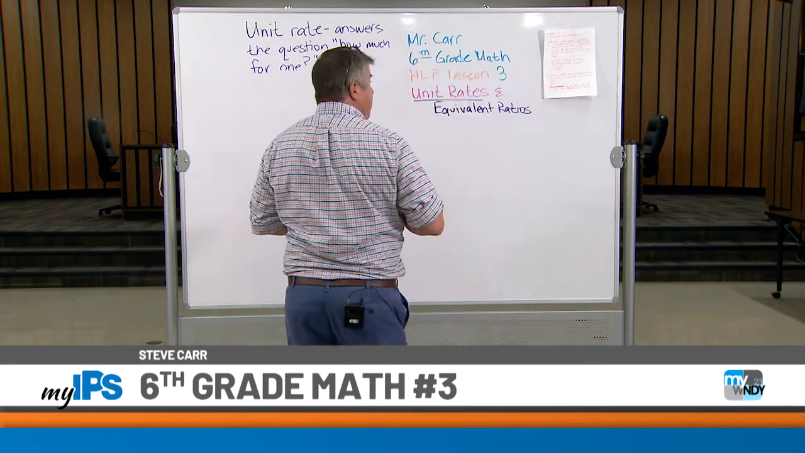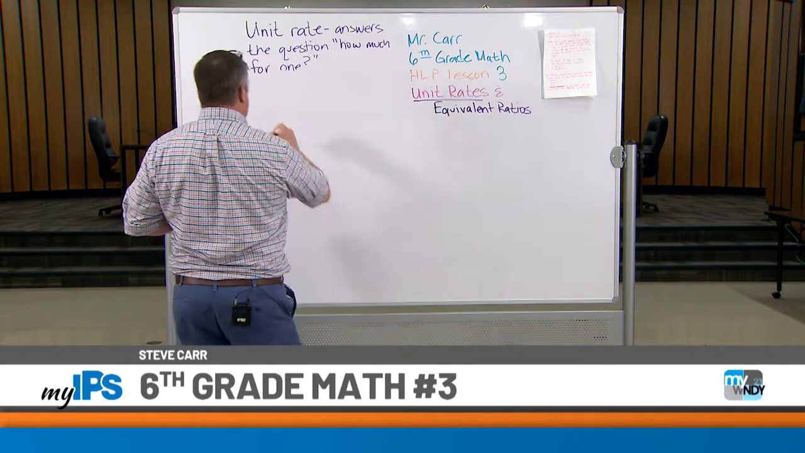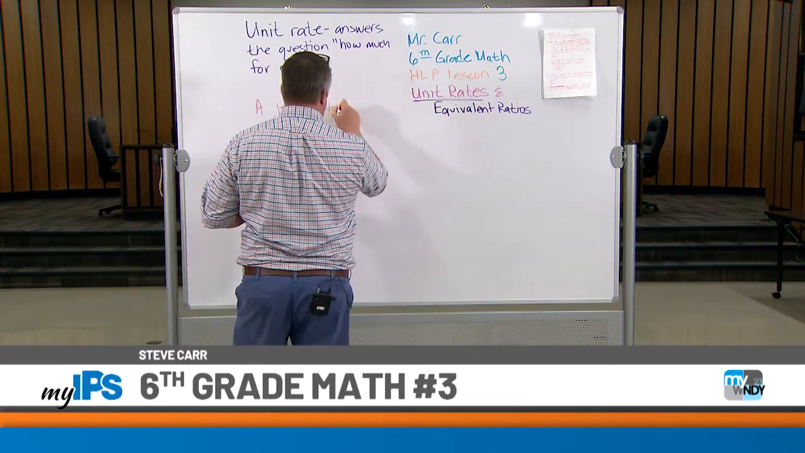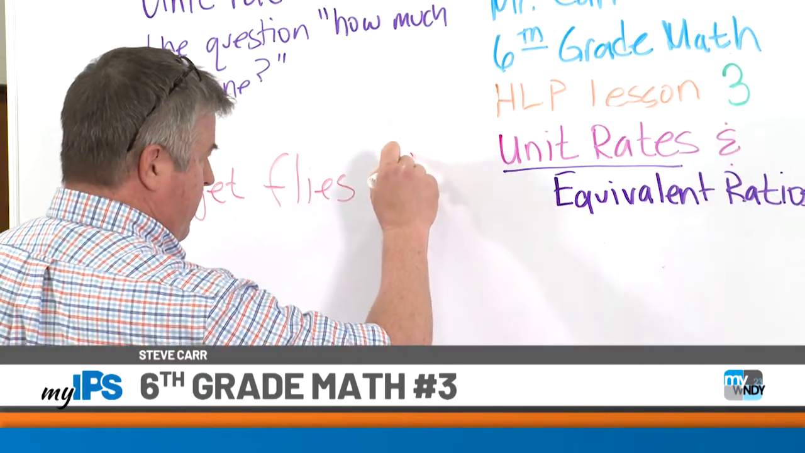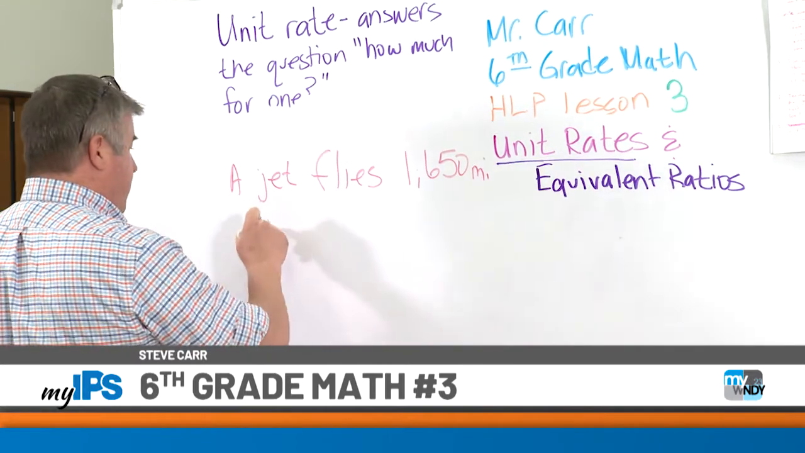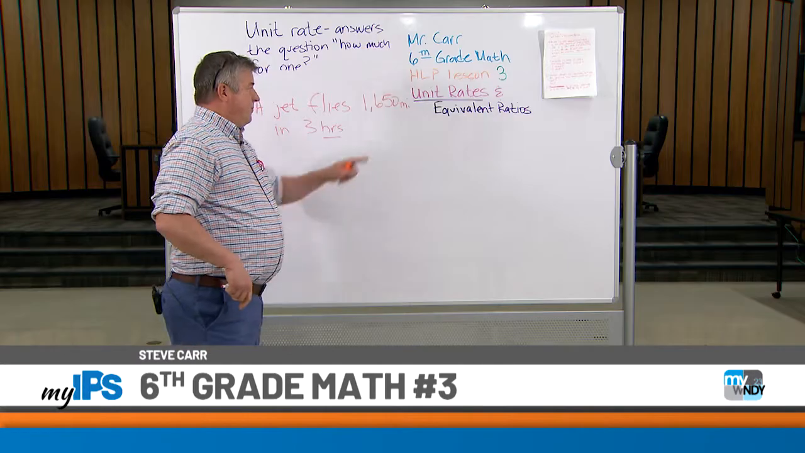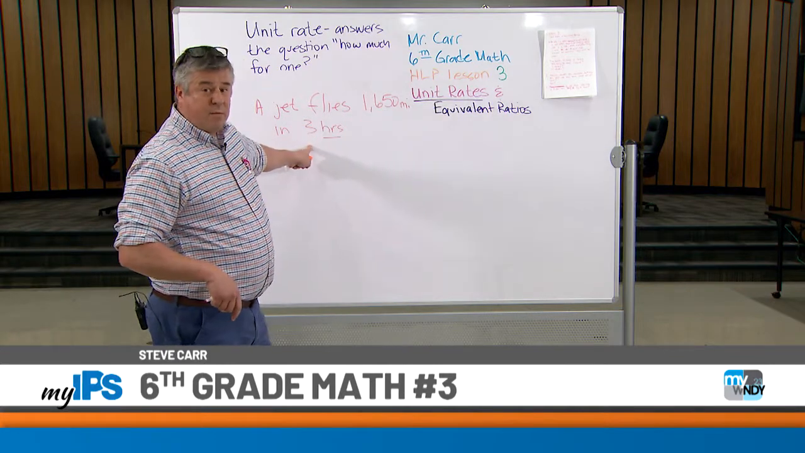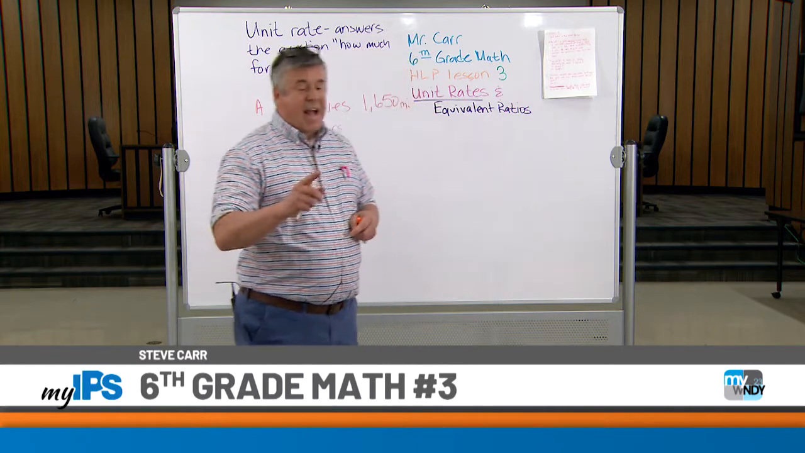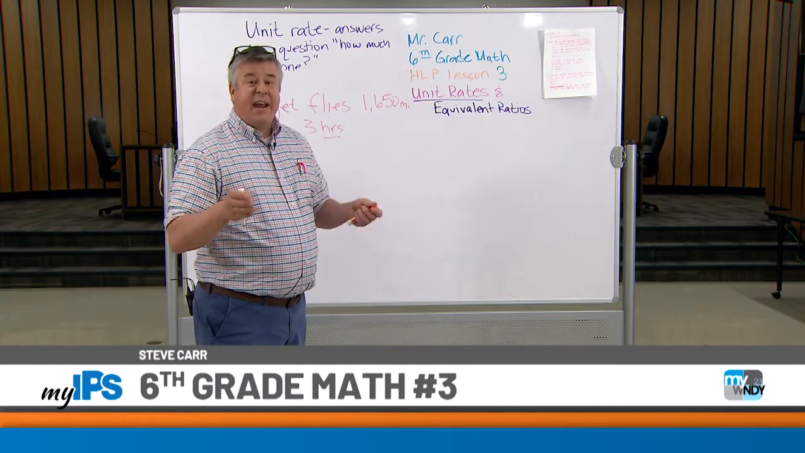A jet flies 1,650 miles in 3 hours. Comparing two different terms, we have a rate. We want to know how long, actually we want to know how far. How far can this jet travel in 8 hours?